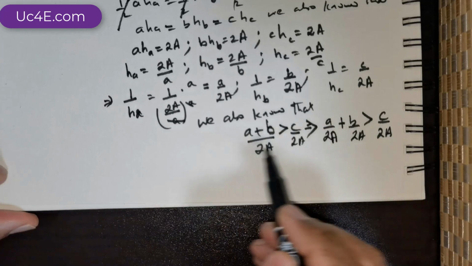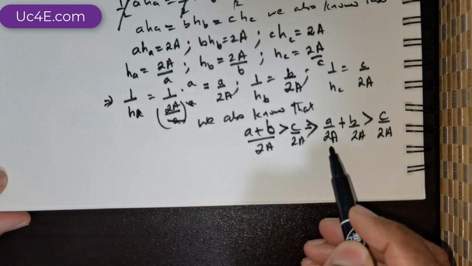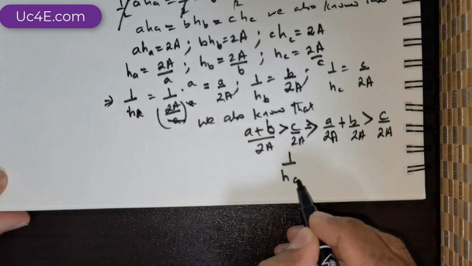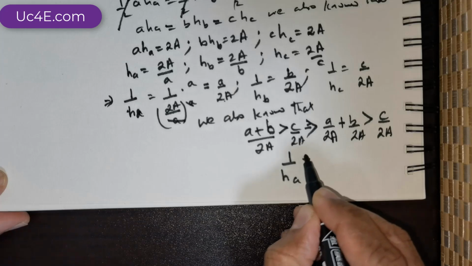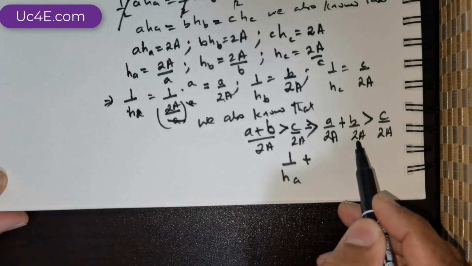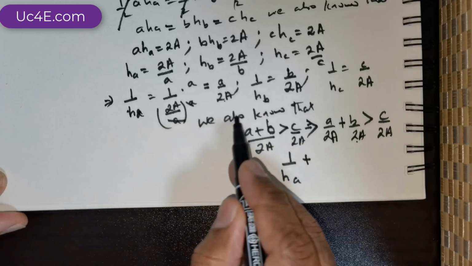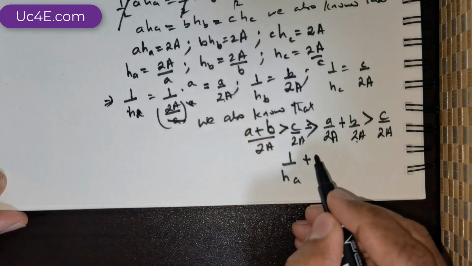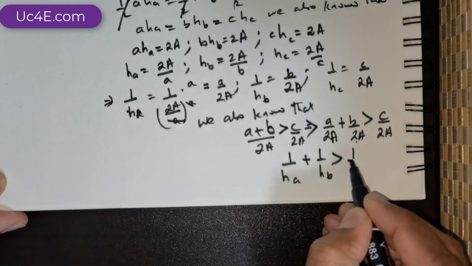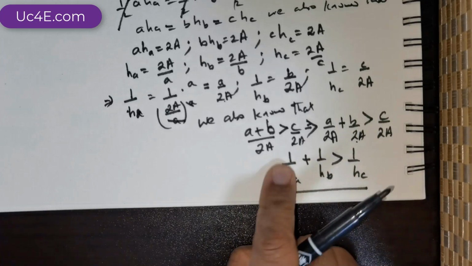But what is this? a over 2a is 1 over h_a, plus, what is this? b over 2a... 1 over h_b is greater than, what is this? 1 over h_c. So hence we have got this result.